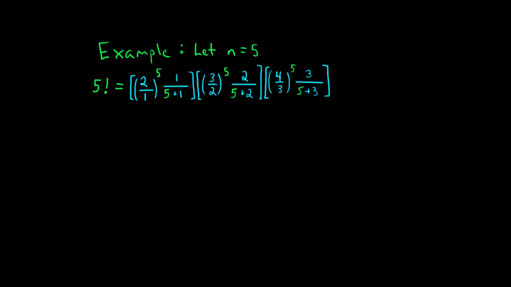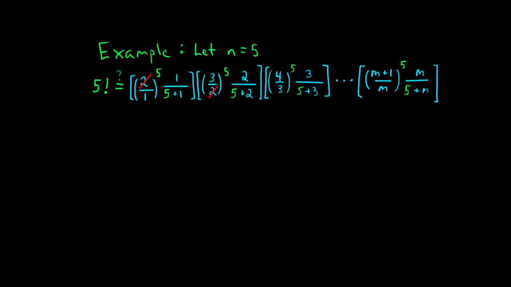and so on. We're going to multiply this out all the way to the mth term, so we're going to get, again, ((m+1)/m)^5 times m/(5+m). And we're going to take the limit of this expression as m goes to infinity. So let's see, does this equal 5 factorial? Well, we'll do some simplification here.